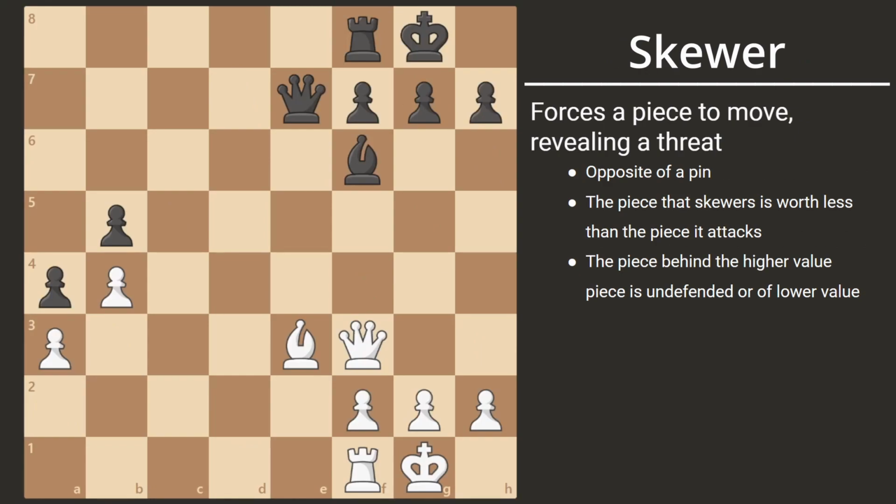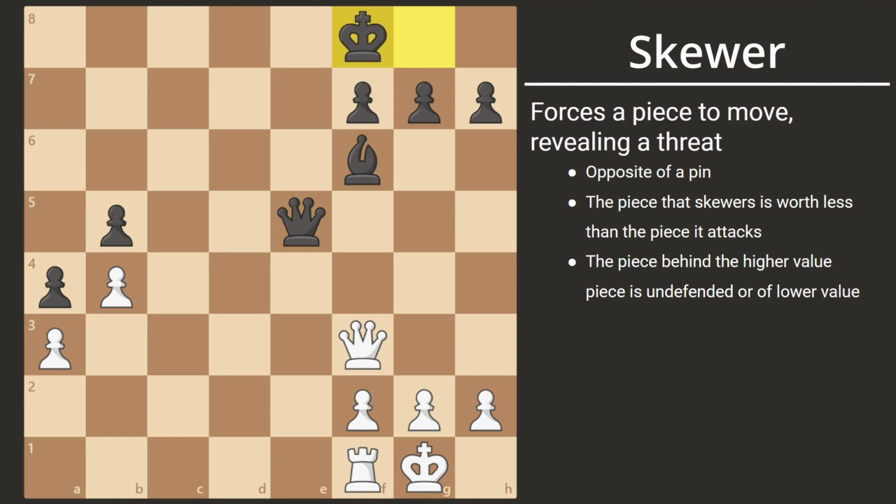The final tactic I'll be talking about today is called the skewer. You can think of the skewer as the opposite of a pin. What happens is a piece attacks a high value piece, and when that high value piece moves, it reveals an attack on another piece, right? So in this case, the rook is under attack and the bishop is worth less than the rook. So you just take it and you're winning here.